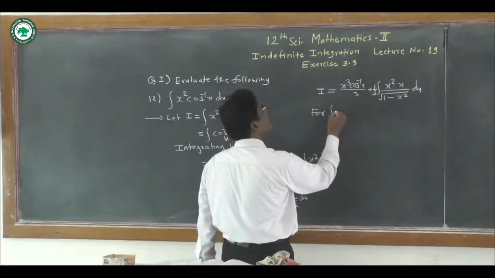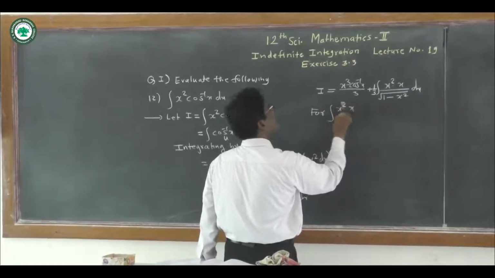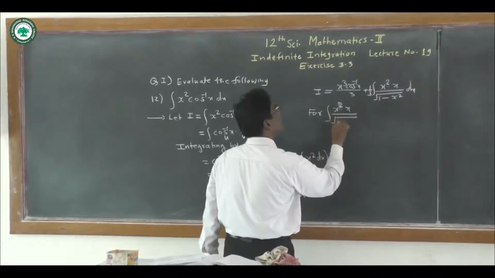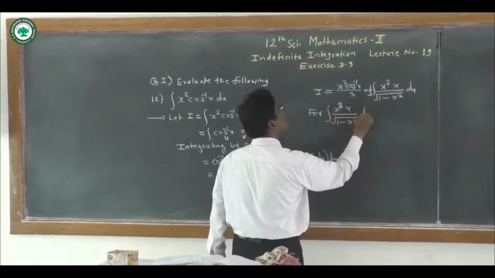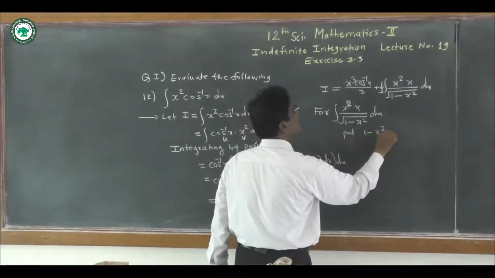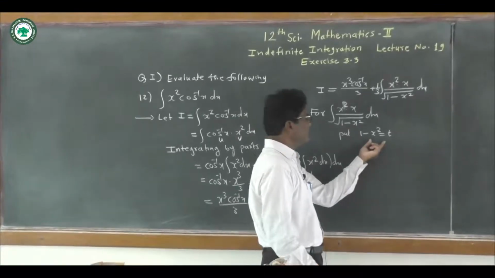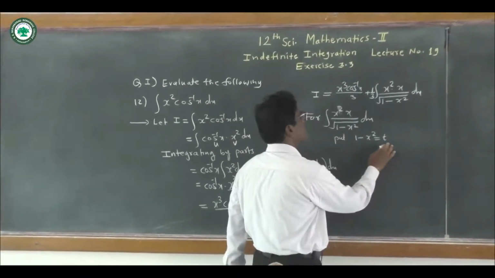For integration of x square x upon root of 1 minus x square dx, put here 1 minus x square is equal to t. We put here this 1 minus x square is equal to t, and now we differentiate with respect to x.